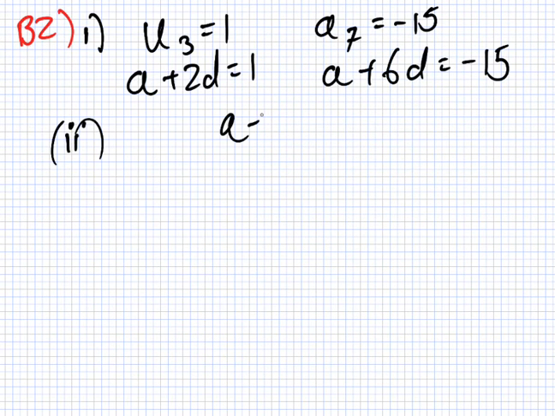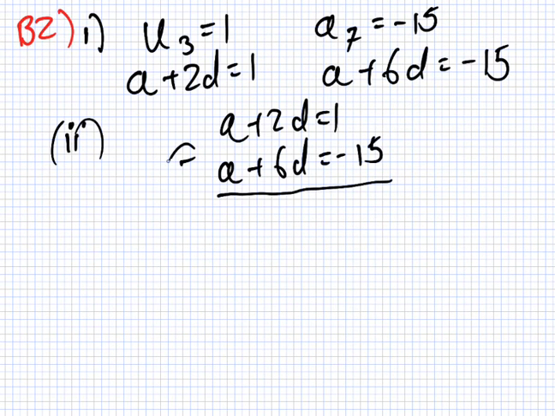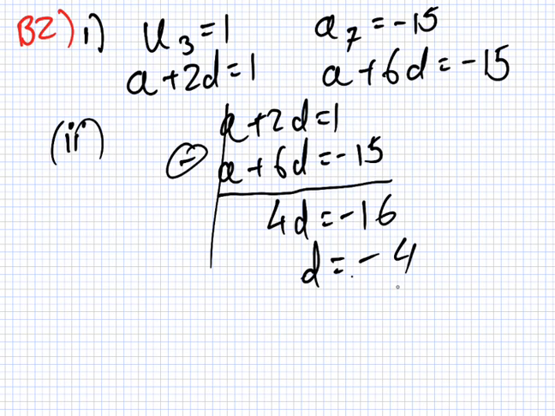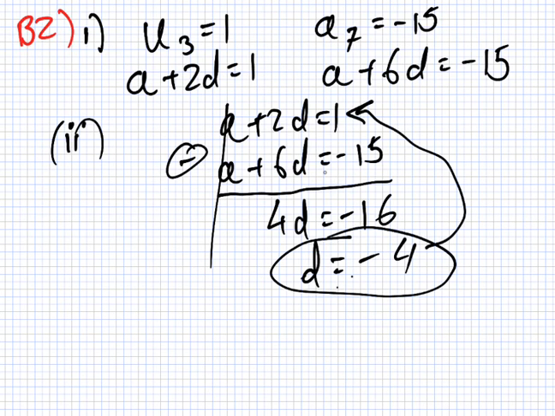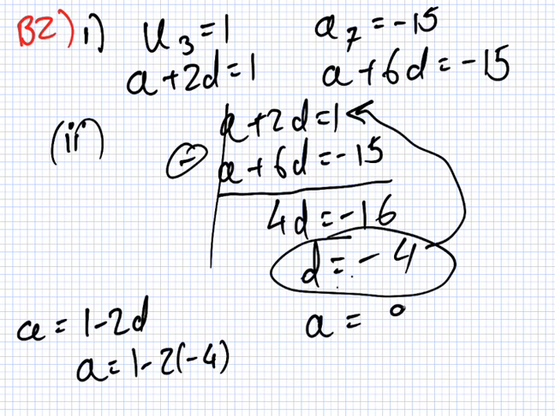That's easy because all I need to do is line them up and then subtract. Elimination method. A minus A, gone. 6d minus 2d, 4d equals minus 16. So d is minus 4. And I can plug that back in there to get the A. A equals 1 minus 2d. A equals 1 minus 2 times minus 4. So A equals 9.